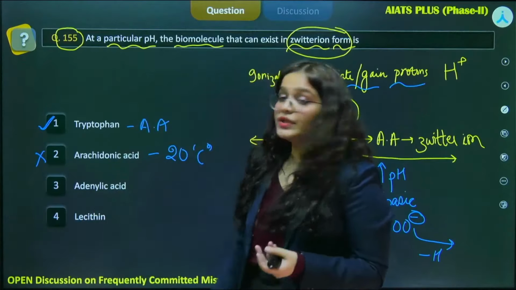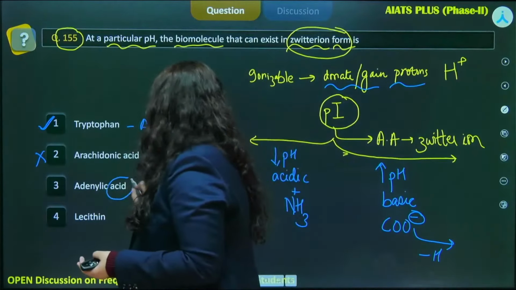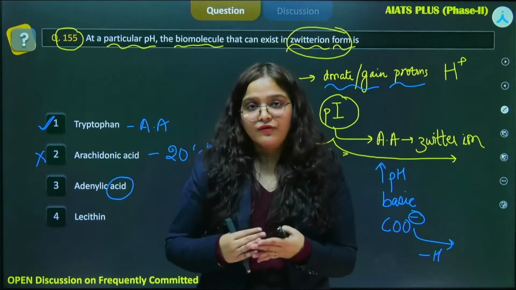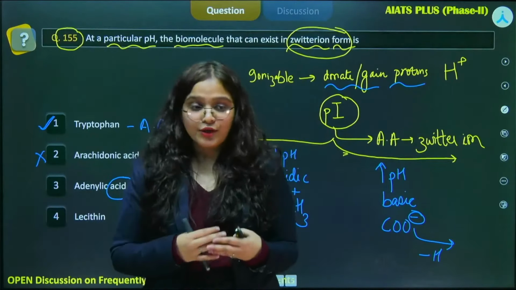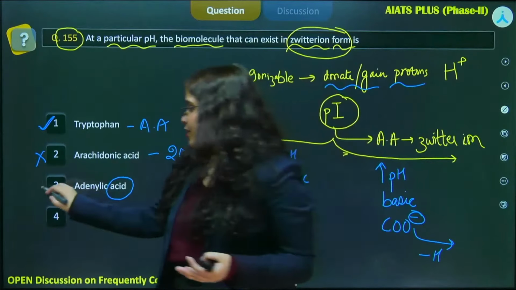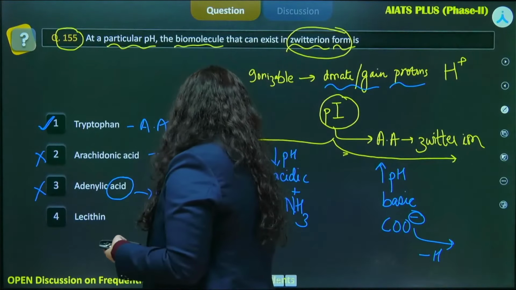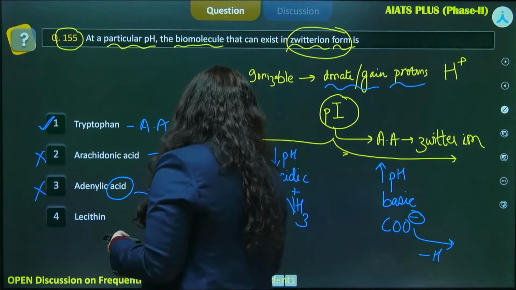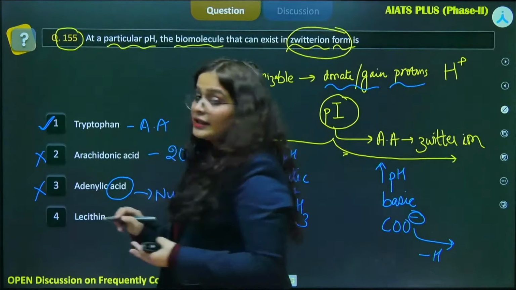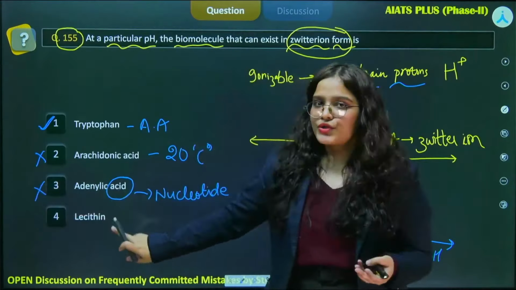Moving to option 3, which states adenylic acid. Now, by reading the name acid, we should not get confused, which I think is the general tendency of students, because here adenylic acid is a nucleotide. Let me know in the comment section how nucleotides are formed. Alright, so option 3 also gets eliminated.